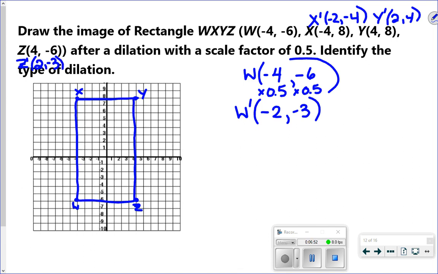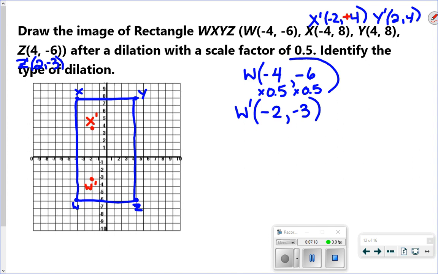All right, so I figured out where my new ordered pairs need to be. Now I just need to graph it. So copy of W, we said, would be at -2, -3. So here it is, copy of W. Copy of X is -2. Oh, that should actually be a +4 over here. Okay, so that should be -2, +4. So -2, +4, that's X.